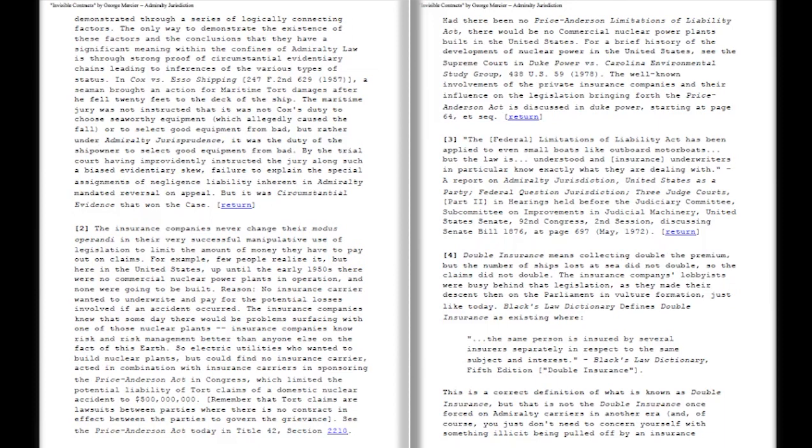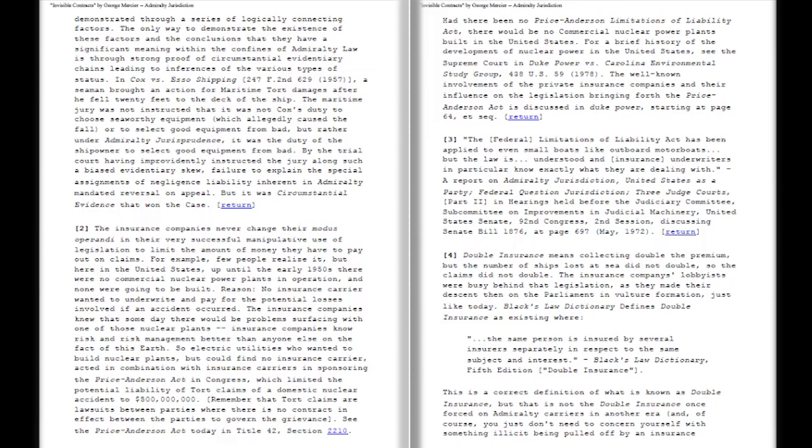The maritime jury was not instructed that it was not Cox's duty to choose seaworthy equipment, which allegedly caused the fall, or to select good equipment from bad, but rather, under admiralty jurisprudence, it was the duty of the ship owner to select good equipment from bad. By the trial court having improvidently instructed the jury along such a biased evidentiary skew, failure to explain the special assignments of negligence liability inherent in admiralty mandated reversal on appeal. But it was circumstantial evidence that won the case.